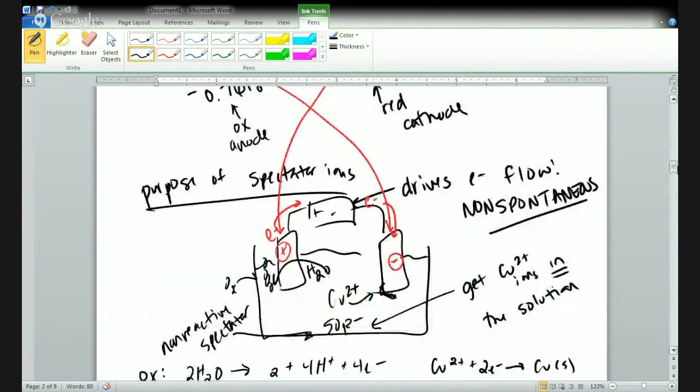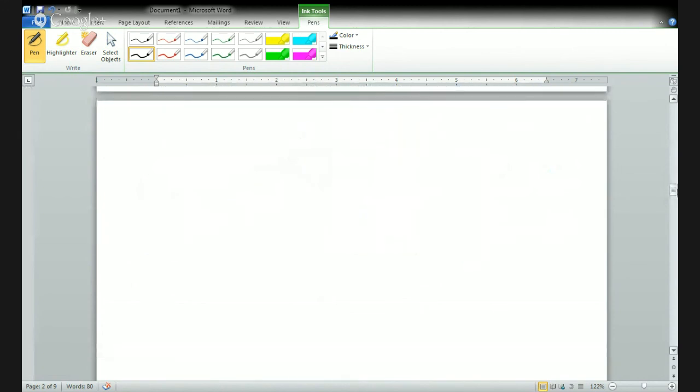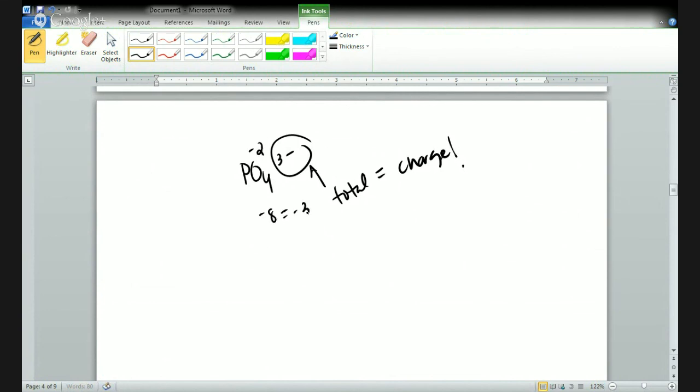Okay, so this question deals with ion charges for polyatomic ions. So if we had a polyatomic ion like PO4 that has a 3- charge, if you're doing the oxidation states for an individual polyatomic ion, your oxidation total has to equal the charge, not 0. So if we think about how to do this, this would be -2, which means we're -8 total, and I want it to equal -3. So if I make my P a +5, +5 minus 8 gives me that -3.